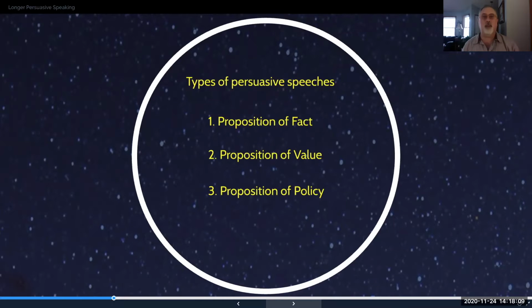And for examples, I'm going to use the same subject in each one so that you can see how you change the speech to match which one of these you're going for. Because sometimes you're going to present something about a fact. This is or is not true. This is or is not real. And you've got to support that and convince your audience that they agree with you.